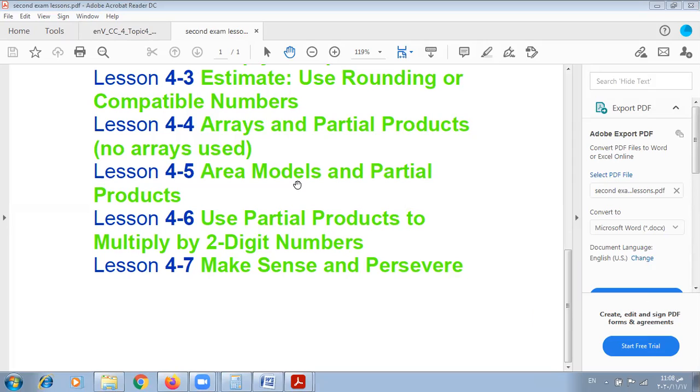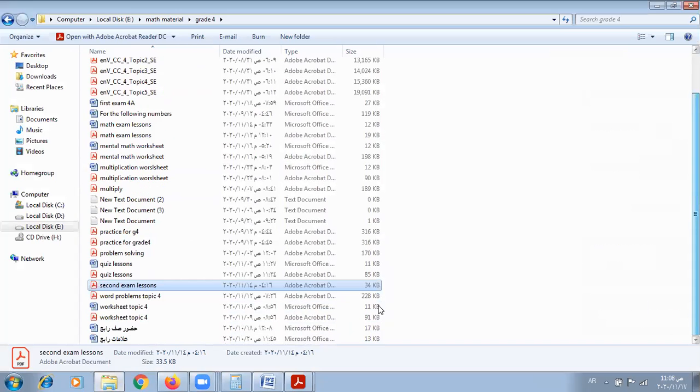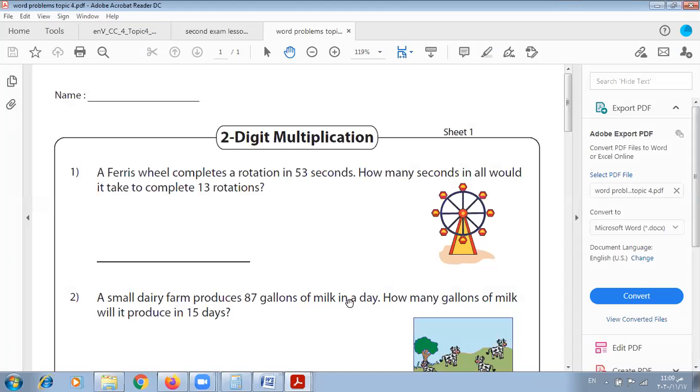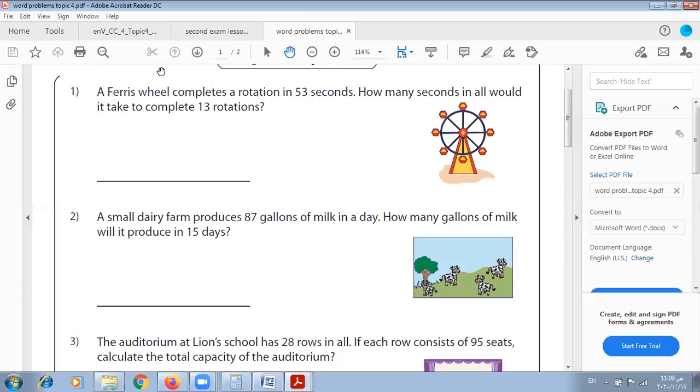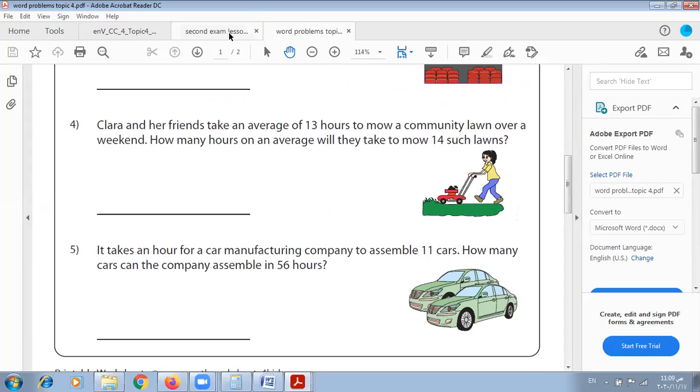The last lesson will be about make sense and persevere. Okay, for this lesson, I gave you a worksheet. This worksheet has a problem like that. So in an exam you will find something like that. You will find a problem solving. We solved all of it, okay? But I have left one for you, so I will solve it now for you.